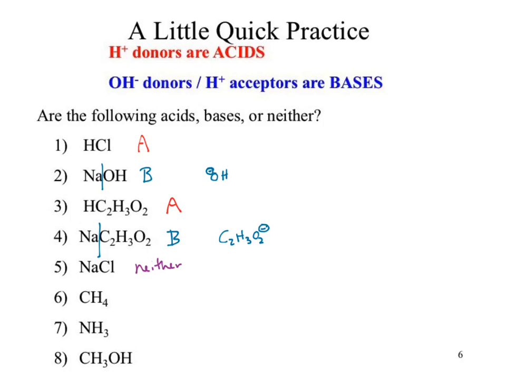Should really be neither. The sodium can't really react to pick up OH minus, because if it picks up OH minus, it becomes sodium hydroxide, which is strong base. So that's bad. The Cl can't really pick up a hydrogen because then it becomes a strong acid, also not allowed to form. CH4. NH3.